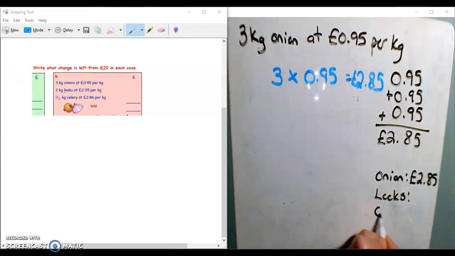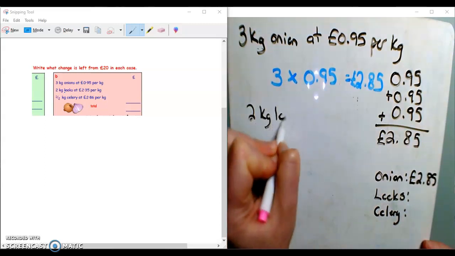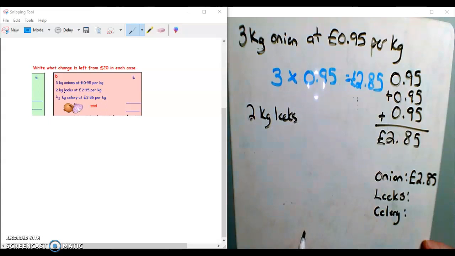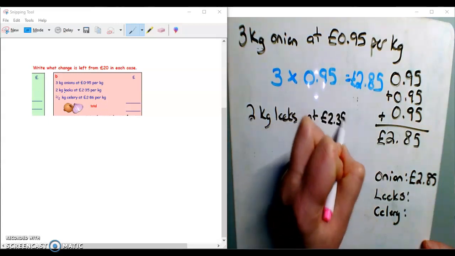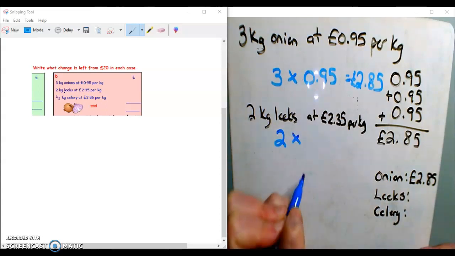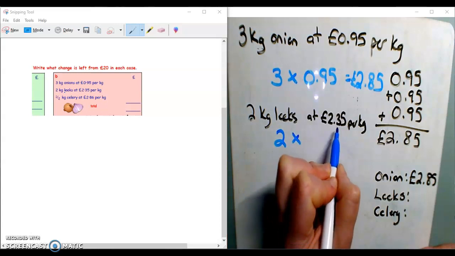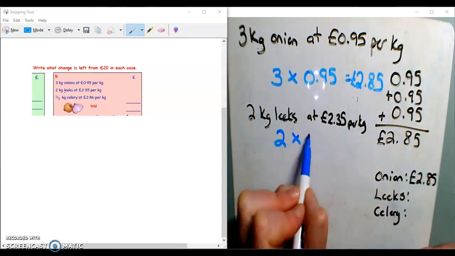And last we're going to have celery. So let's work out the cost of the leeks. Here it says 2 kilograms of leeks is what we want to buy, and it's going to be £2.35 per kilogram. So we have 2 kilograms of leeks, and we want to multiply that by £2.35 for every kilogram. For every kilogram, we're going to pay £2.35.